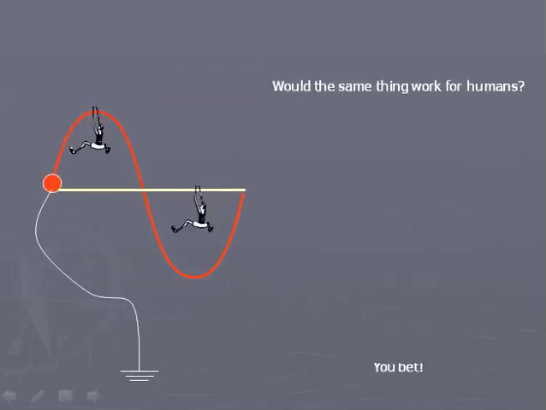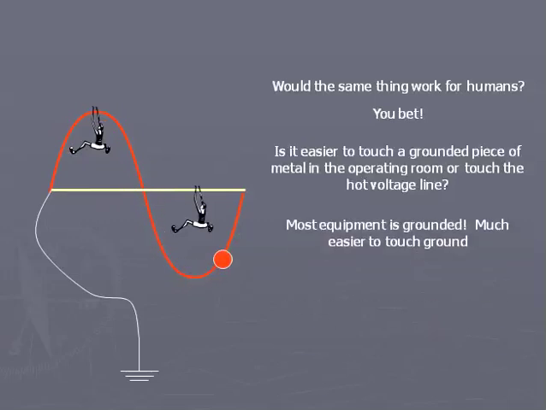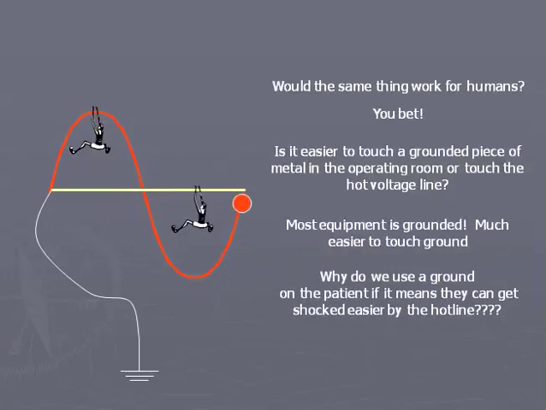You bet. Is it easier to touch a grounded piece of metal in the operating room or touch the hot voltage line? Most equipment is grounded. It's much easier to touch ground than to touch the hot connection. Most electrical fixtures and much metal in any structure is frequently grounded. Why do we use a ground on the patient if it means they can get shocked easier by the hot line? One big reason: leakage current.